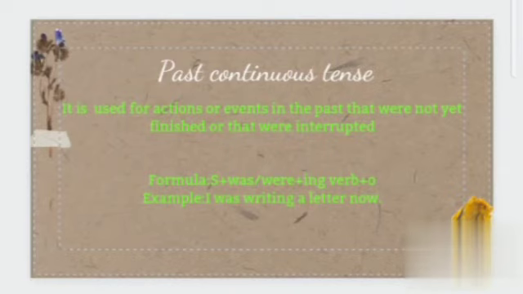Past continuous tense. It is used for actions or events in the past that were not yet finished or that were interrupted. Formula: subject plus was/were plus ing verb plus object. Example, I am writing a letter now.